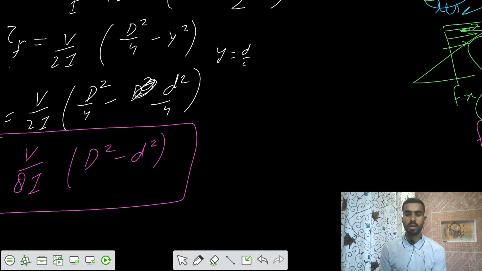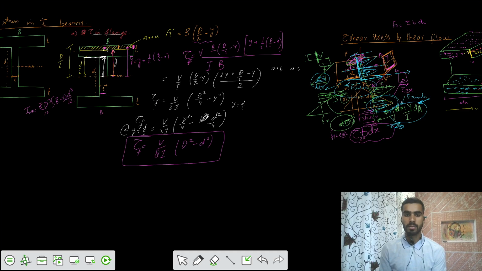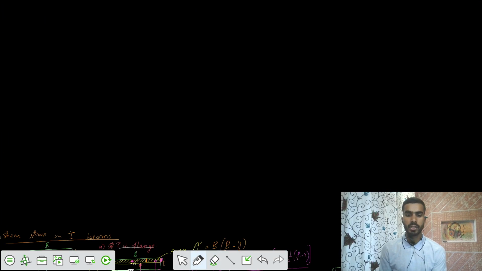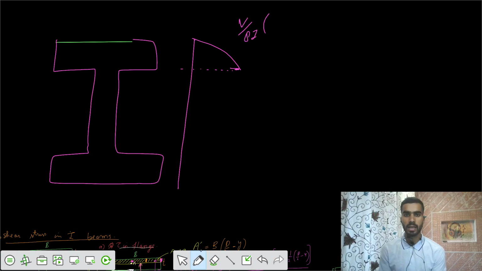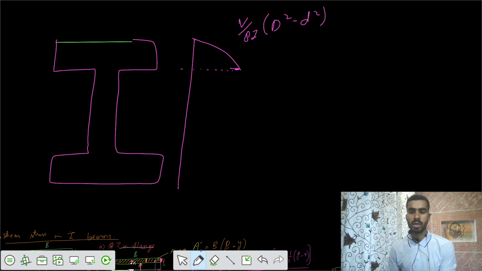Now let's make an I section. Let's say this is some I section. So on that junction, in the flange part, we have some value of shear stress that equals V by 8I times D squared minus d squared. So we got the shear stress value here.